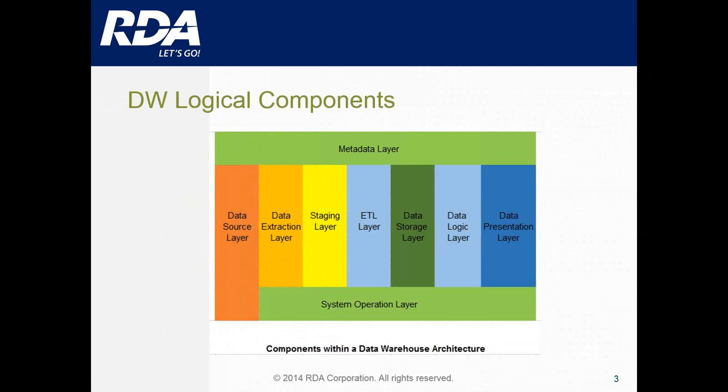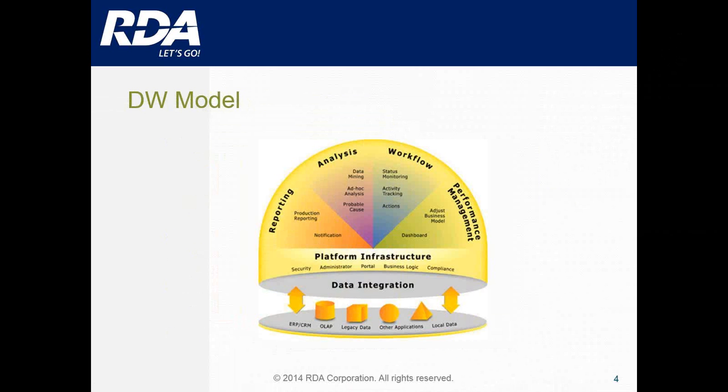So the question that comes up is, how do these layers, the logical components, translate into the data warehouse model? Well, as you can see, you will have many source systems, as this image says. It can be an ERP system, it can be legacy data, it can have any OLAP source that you may have. But on top of this, you need to have platform infrastructure that can address various infrastructure needs.